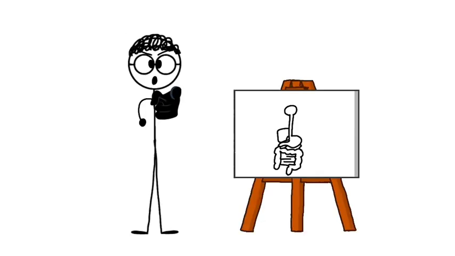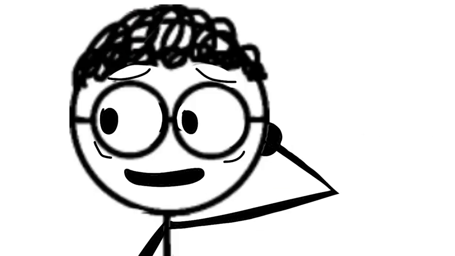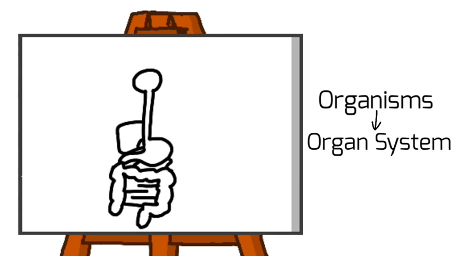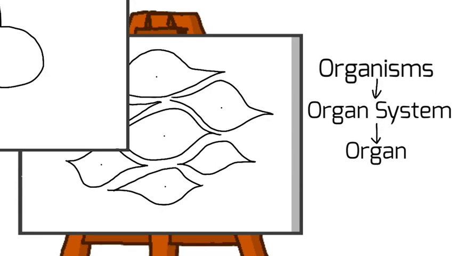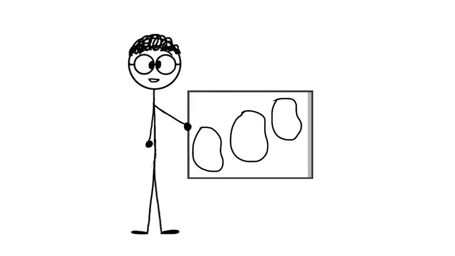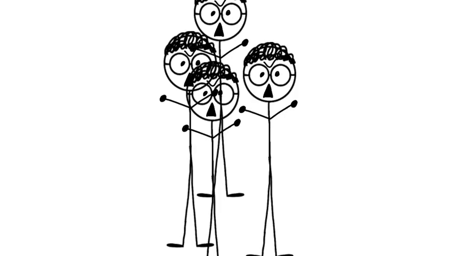Now let's get started. You, watching this video right now, are all living organisms. Well, probably. Organisms are made out of organ systems, which are made out of organs, which are made out of tissues, which are made out of cells. But what are cells made of? That's what I'm talking about if you just listen!